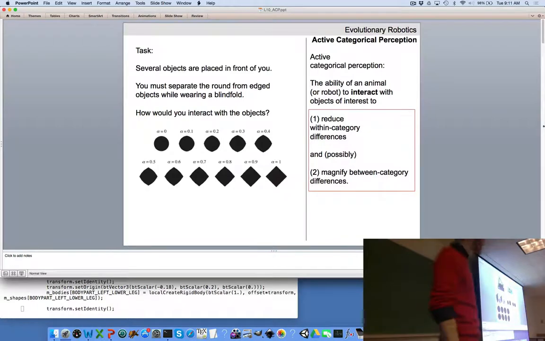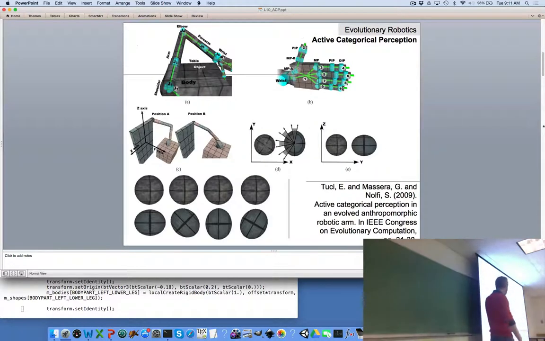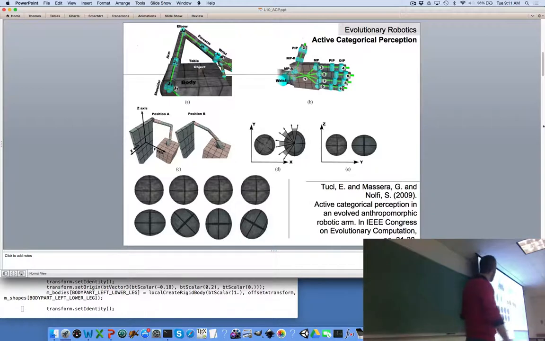Okay, so let's have a look at our robot. This is no longer a minimal robot. We're now getting into some pretty complex robots. Here's the reading for today. The title of the paper is ACP in an Evolved Anthropomorphic Robotic Arm. So anthropomorphic means in the shape of a human. So we don't have a full humanoid robot in this case. We have a pretty complex robot arm, however.